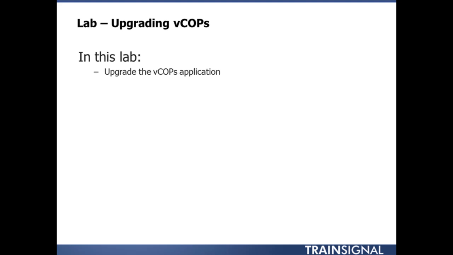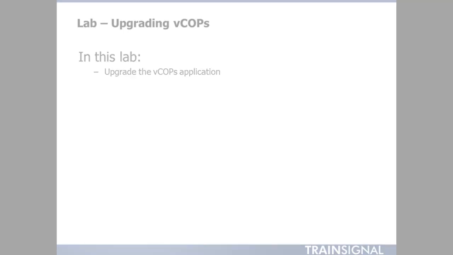So in the lab, we're going to upgrade the vCOPs. I'm using a different lab, one of Arrow's other labs that still has 501, and I'm going to go ahead and update it to 503. So with that, let's go ahead and jump over to the lab.